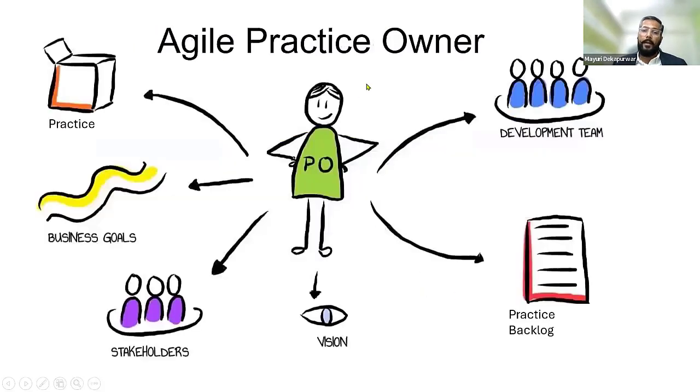Now, if I talk about a practice owner role, similar to product owner, the practice owner is going to own a practice backlog, will be coordinating with different stakeholders, will understand business goals quite well, and will be creating a practice backlog or would ensure that those practices are delivered or implemented correctly or improvised correctly or managed correctly. So that is a practice owner role.